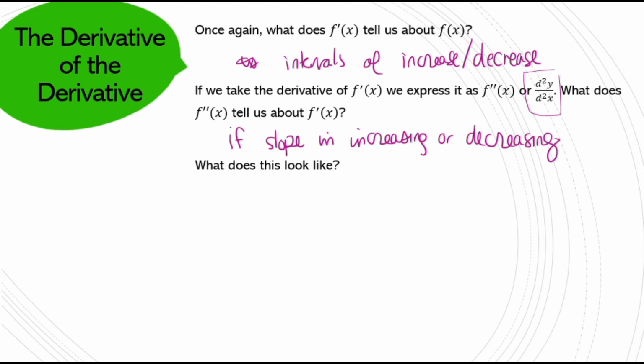And it'll do that if f double prime is positive, the slope is increasing. And if f double prime is negative, the slope is decreasing. So the most important thing about this is, what does that look like when you're on a graph?